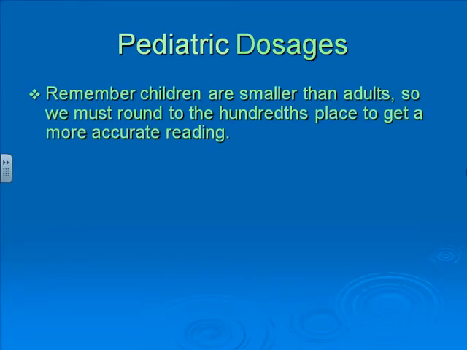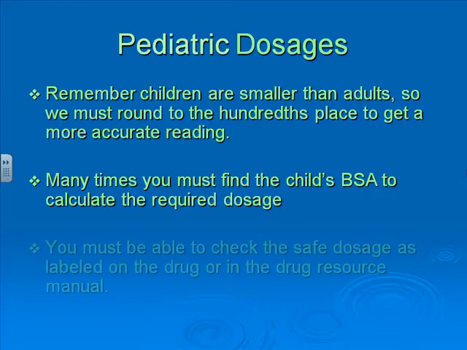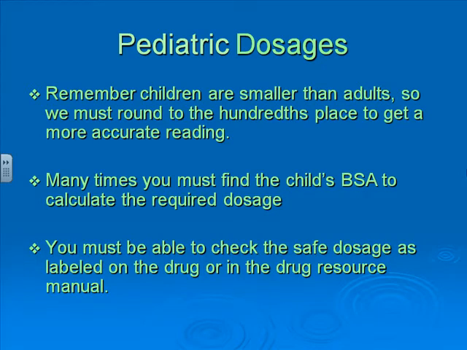Let's look at some pediatric dosages. Remember that children are smaller than adults, so we have to round their dosages to the hundredths place in order to get a more accurate reading. A lot of times we're going to have to calculate the child's BSA so that we can calculate the required dosage ordered for that child. We also want to make sure we can check safe dosages as labeled on the drug itself or in the drug resource manual. This isn't just for kids, but also for any sensitive medications or critical care patients you have.